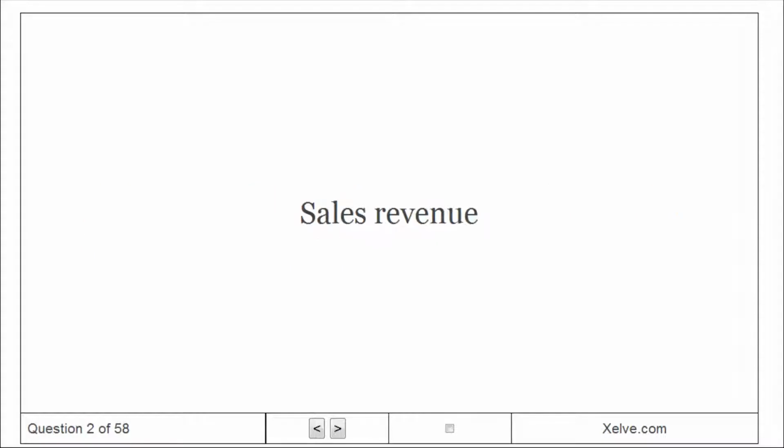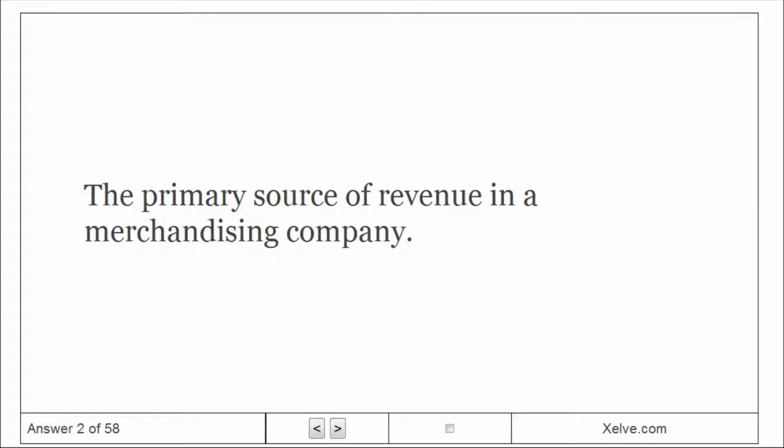Single-step income statement. An income statement that shows only one step in determining net income. Sales revenue. The primary source of revenue in a merchandising company.